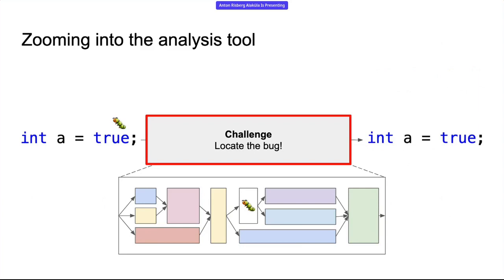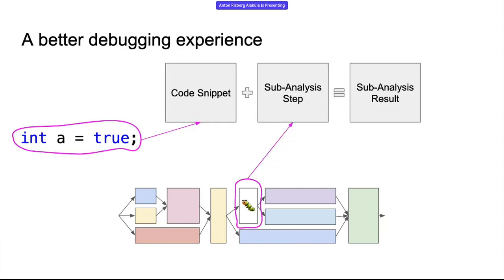So wouldn't it be nice if we could take all these sub-analysis steps one by one, just cherry pick one, and then cherry pick a line of code and apply those together and see a sub-analysis result? That would make our job a lot easier. But how do you do that? Well, of course, you use property probes.